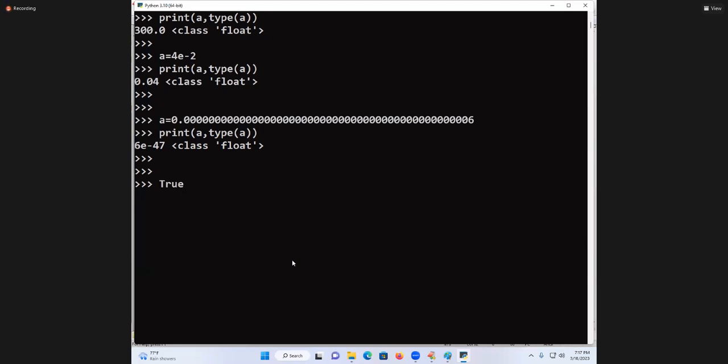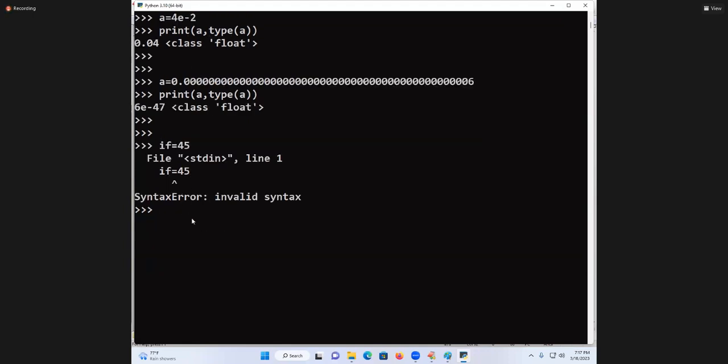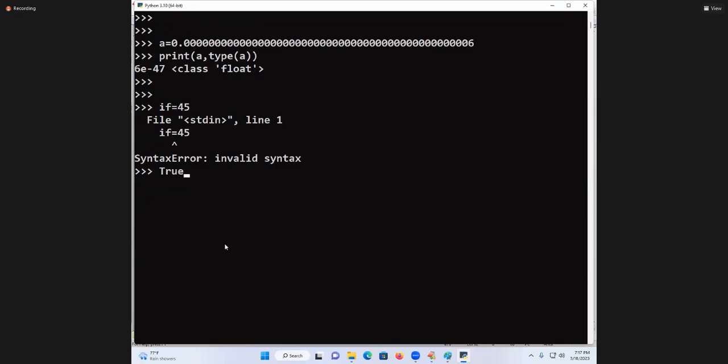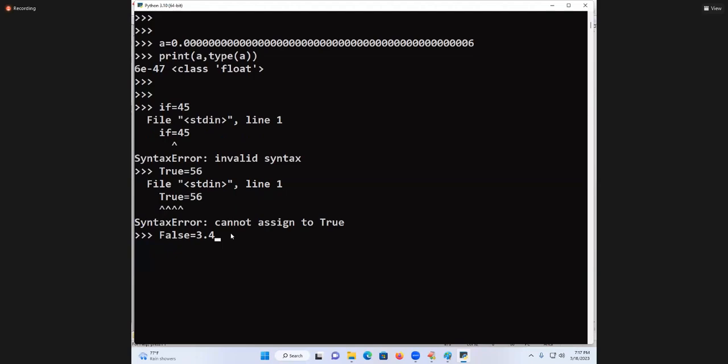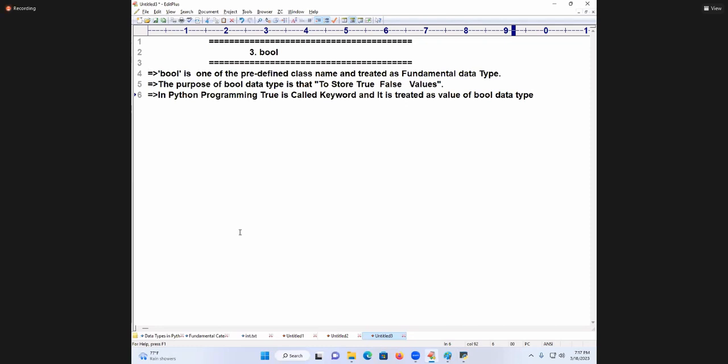If we go to the Python environment, try to see True = 45. Already I told you in the last class, before class, 45 gives an error. Why? If is a keyword. True = 56 is an error. Why? True is called what? Keyword. False = 3.4 is an error. Because True and False are what? Keywords.